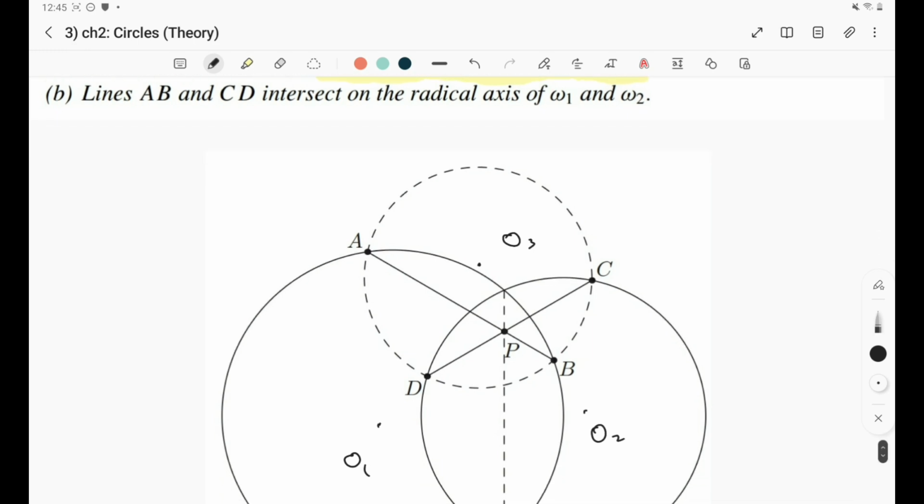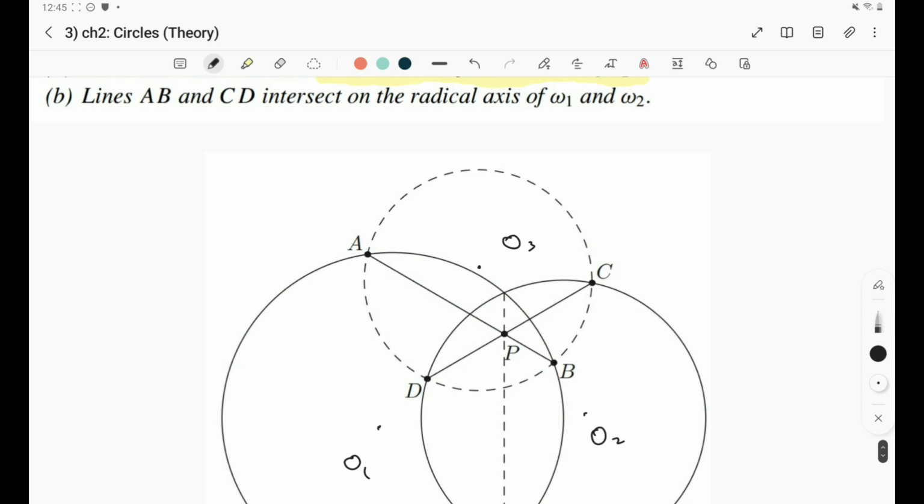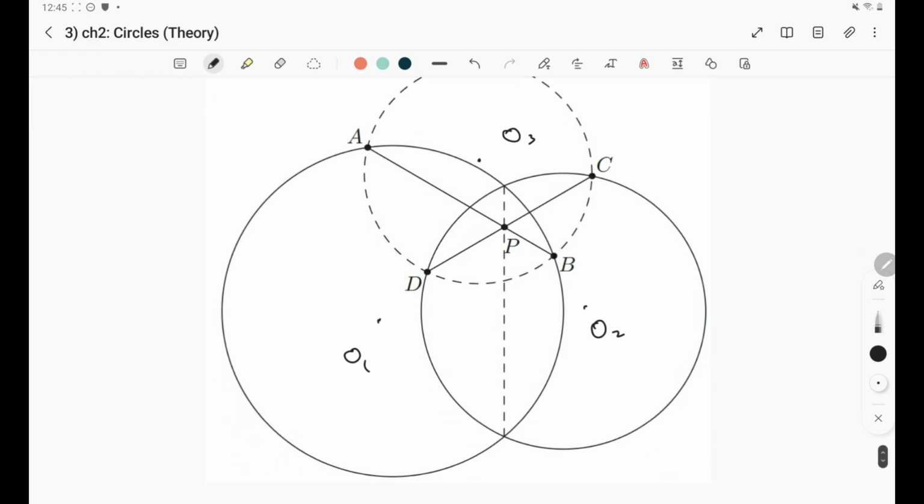Assume that line AB and CD intersect on the radical axis. So assume they intersect at some point P, and this point P lies on the radical axis. What does it mean that point P lies on the radical axis of the two circles? Automatically, once you see radical axis, it means the power of point P with respect to gamma 1 is the same as power of point P with respect to gamma 2. So that simply means that PD times PC is equal to PA times PB, right? And hence this immediately, by the converse of power of point, shows that A, B, C, D are concyclic, right?